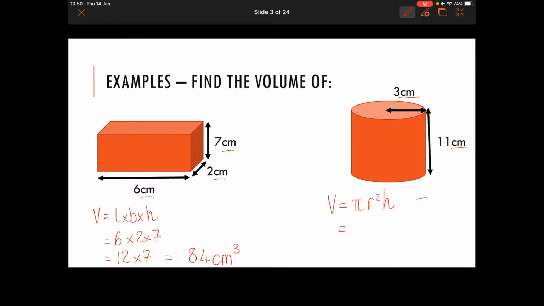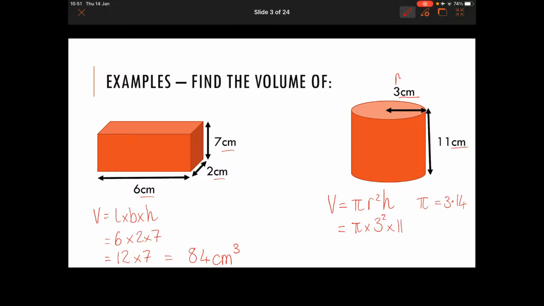So remember, pi can also be 3.14. So if you can't find the pi button on your calculator, or you're being asked to do it without a calculator, you need to know that pi is 3.14. What we're going to do then is pi multiplied by our radius. So the radius relates to the circle, so that's 3, and it's going to be 3 squared. And then we are going to multiply by 11.